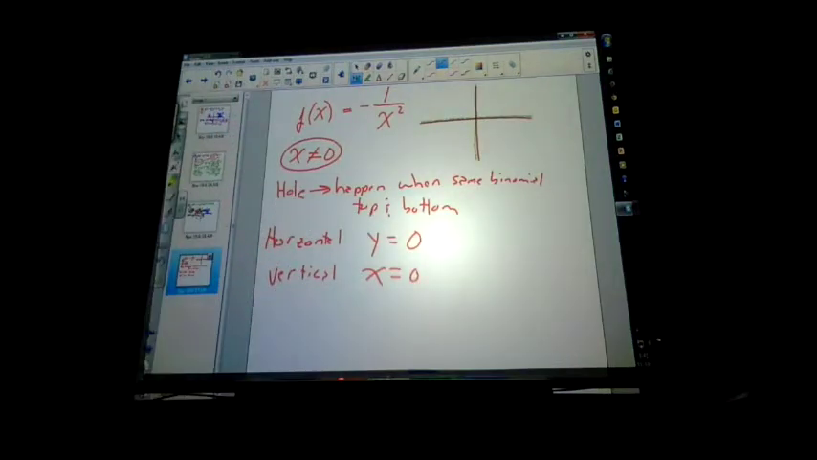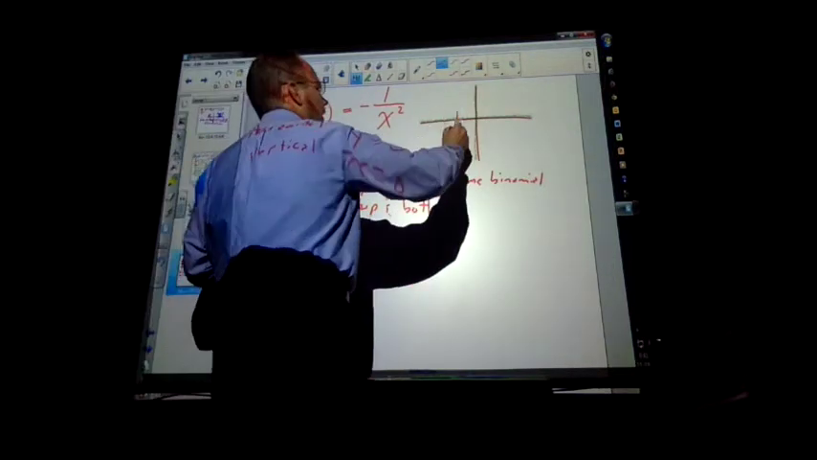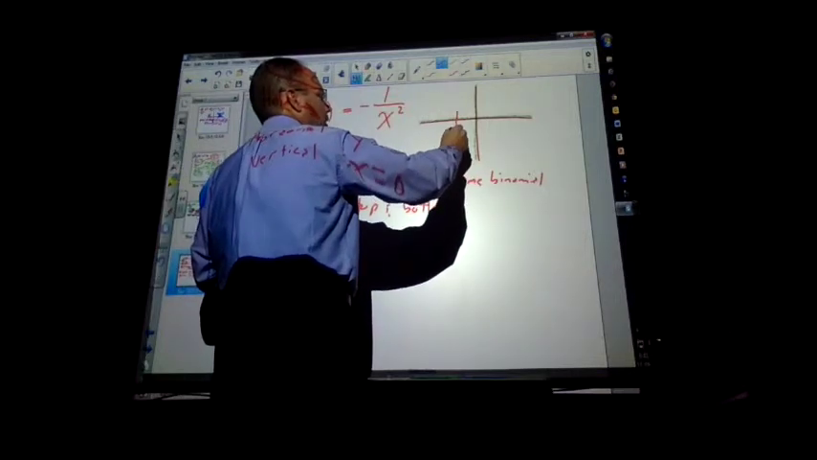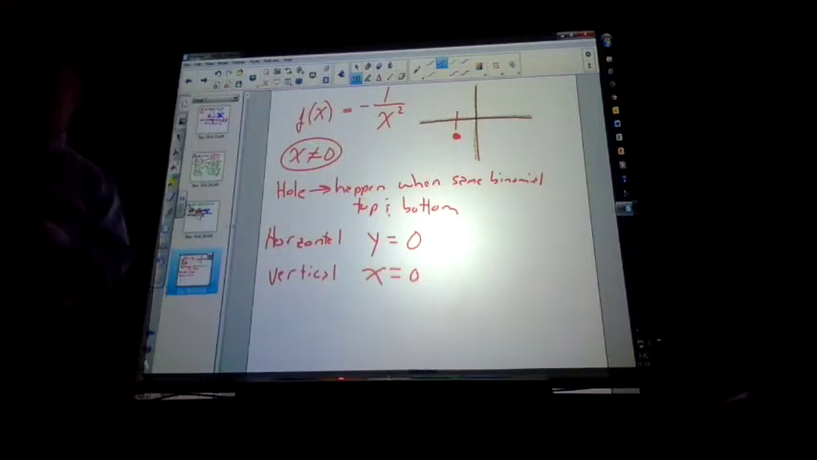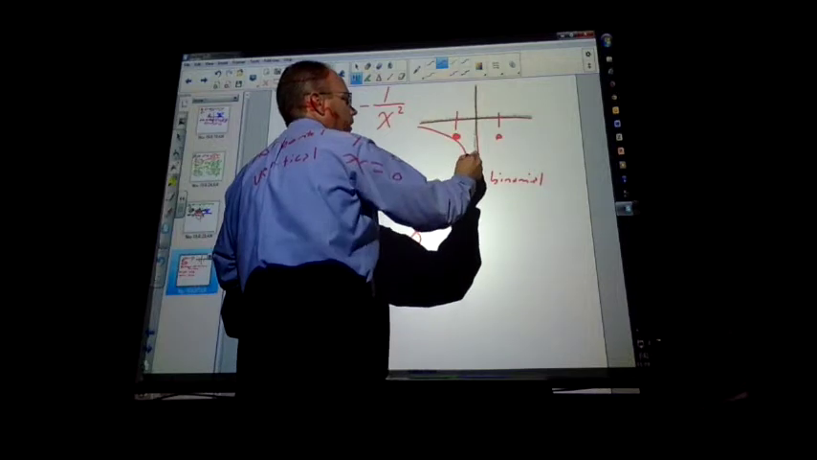So let's think about this. If I were to plug -1 in, I get -1 squared, which is 1. So I have -1 over 1. So if I plug -1 in, I get a -1 out. What if I plug a +1 in? I get 1 squared, which is 1. -1 over 1 is negative. So this is what my graph's going to look like.